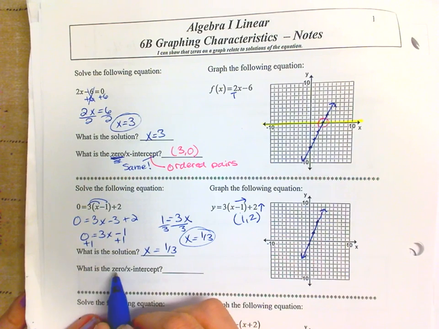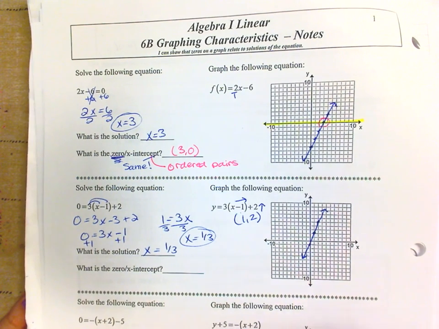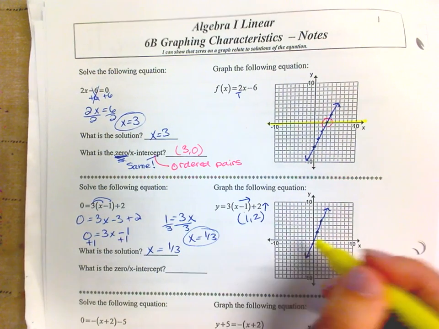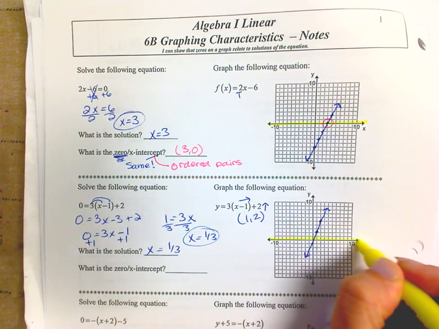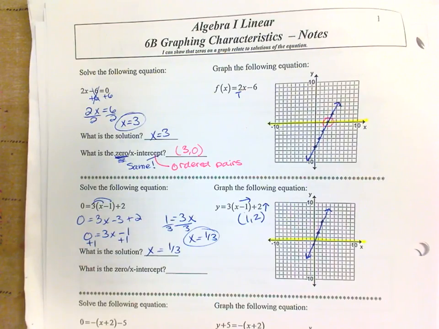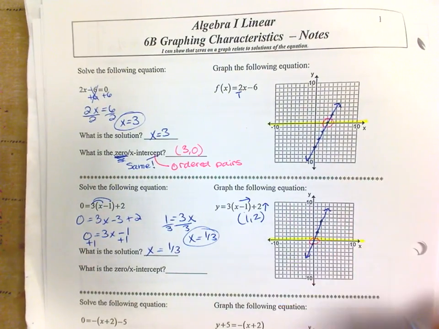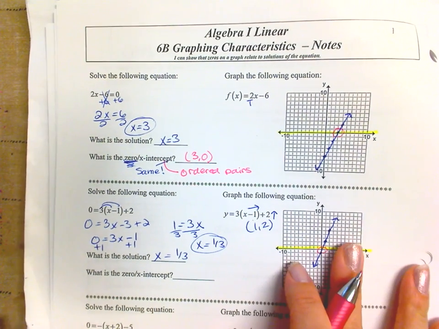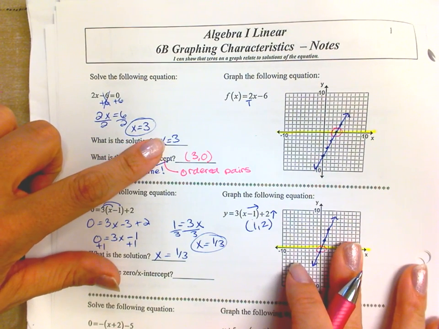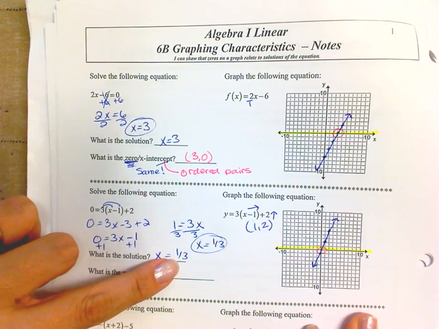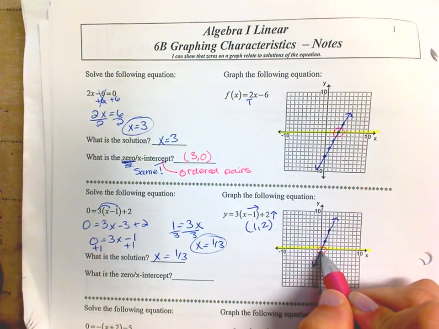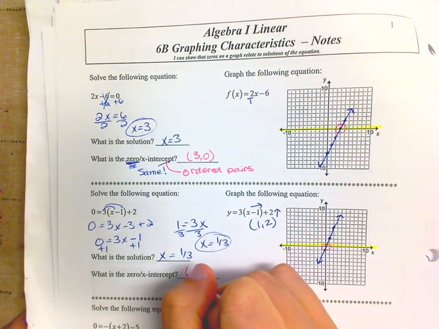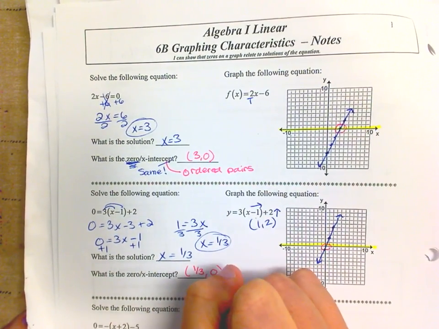And then to answer the next one, what is the zero/x-intercept? Well, where does it cross? It is not exact, but again, it's where does it cross this line? It appears about there. Now, if you're paying attention from the first one, these two were the same. So 1/3. Does 1/3 sound about right? I think so. It's just to the right of the origin. So we're going to go with that. (1/3, 0).